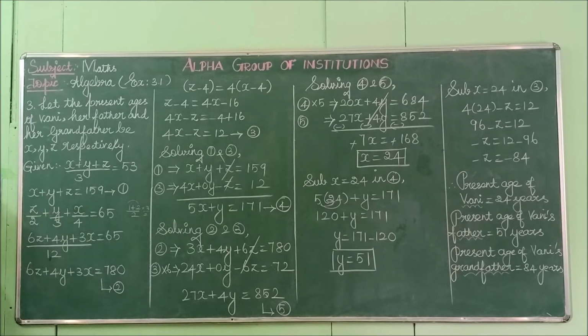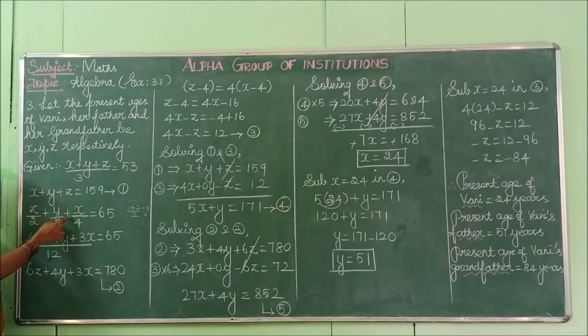Then next, listen to the question. One of her grandfather's age plus 1/3 of her father's age plus 1/4 of Bonnie's age is 65. So one half of the grandfather, who is the grandfather here? The grandfather's age is z. So 1 by 2 into z, plus, as already given in the question, 1/3 of the father. Who is the father here? My father is y.